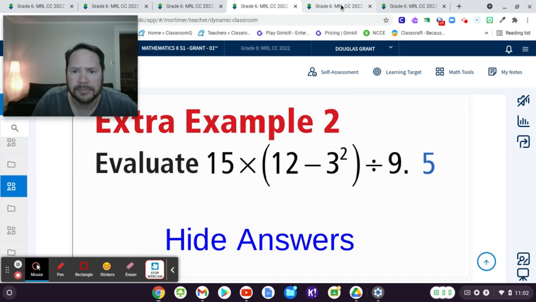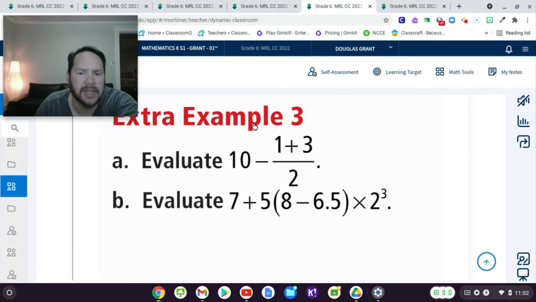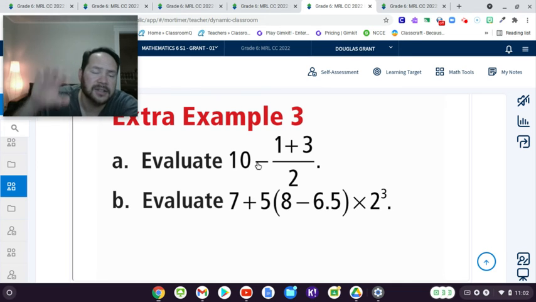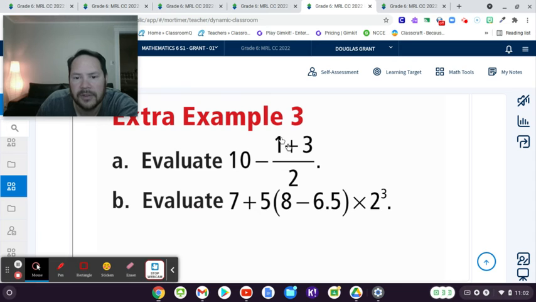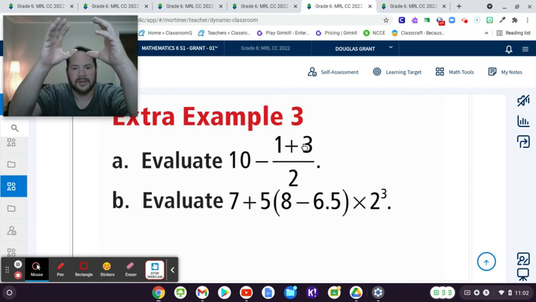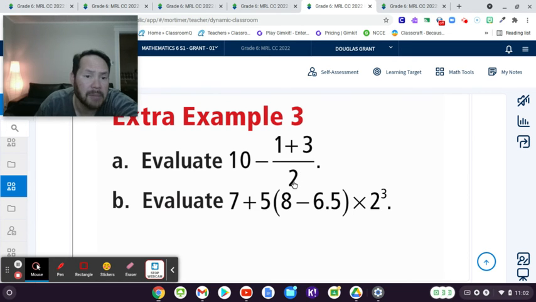All right, moving on to another example here. Here we have 10 minus, and then this is a fraction. There's like an invisible grouping symbol. So this 1 plus 3 is kind of grouped together on top, and then this 2 is like by itself on the bottom. And this fraction bar is the same as division. So I'm going to let you try to do this problem and see what kind of answer you get, and then we'll go through it.